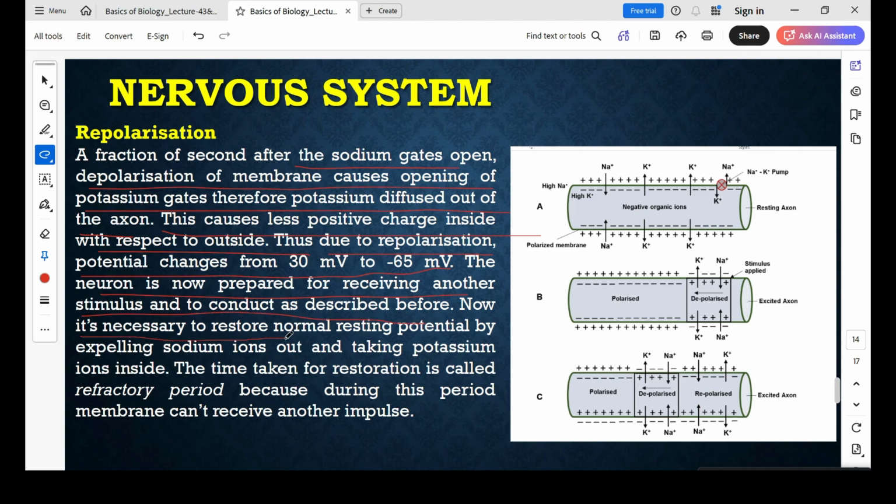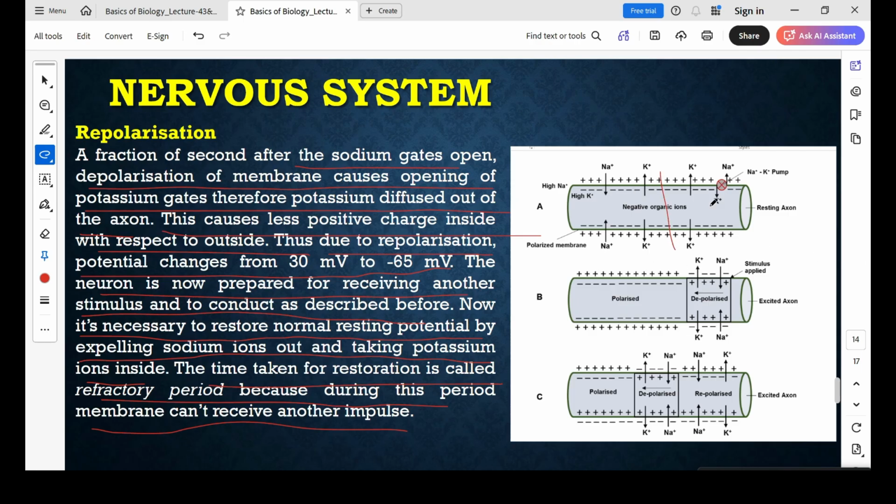Now it is necessary to restore the normal resting potential by expelling sodium ions and taking potassium ions inside. The time taken by the restoration is known as the refractory period, because during this period the membrane cannot receive an impulse. So what you need to realize is this is a single membrane where all of this is happening.